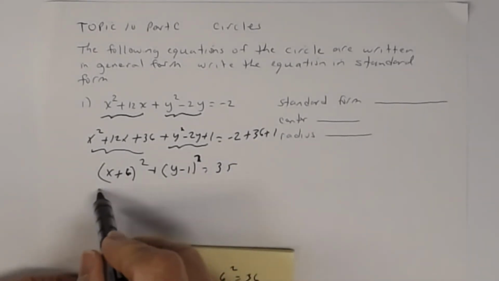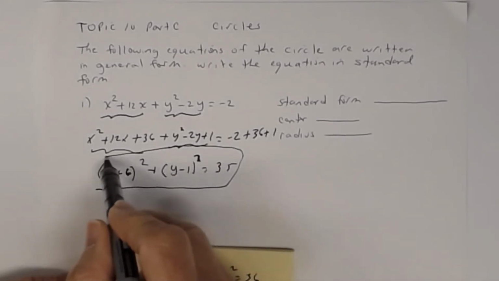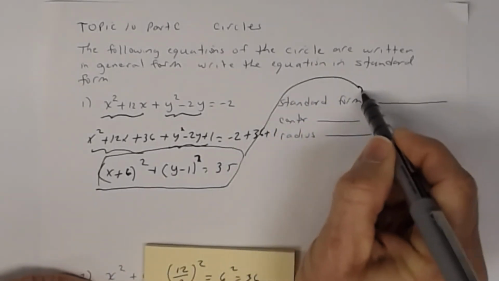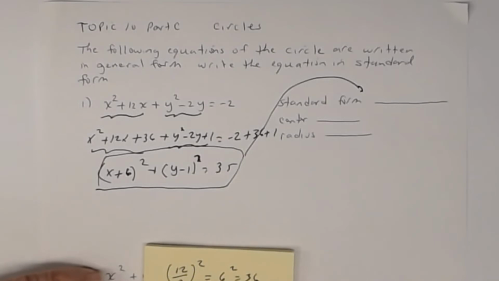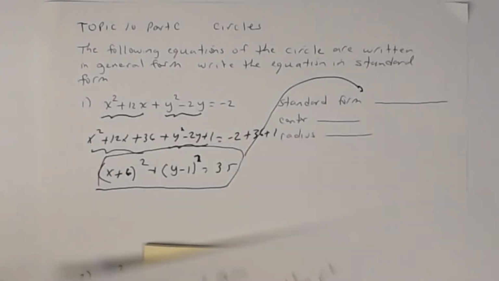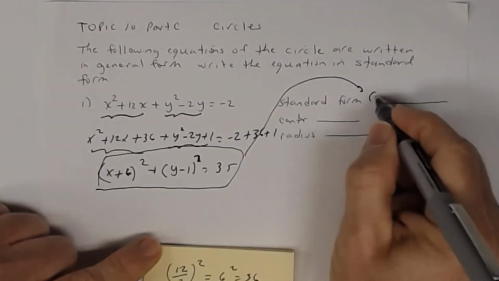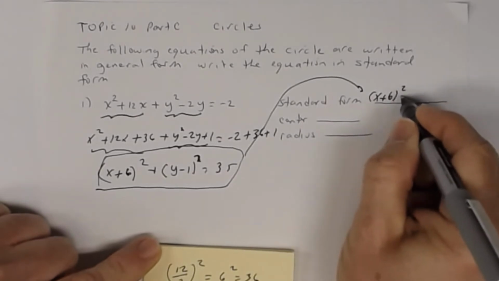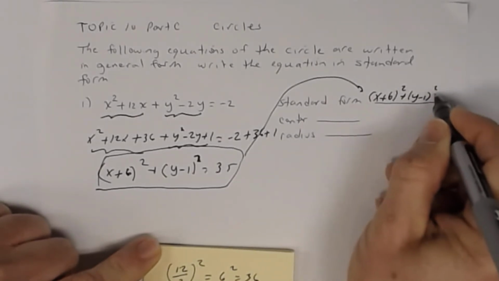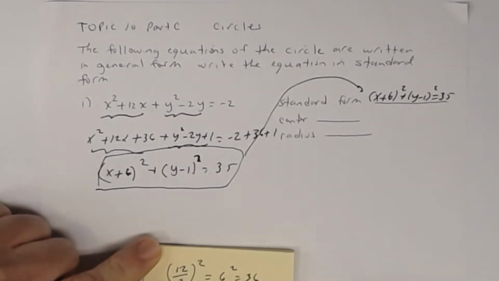All right, and so that's your standard form. That goes here. That's your standard form. Remember, this is standard form. So you get x plus 6 squared plus y minus 1 squared equals 35.